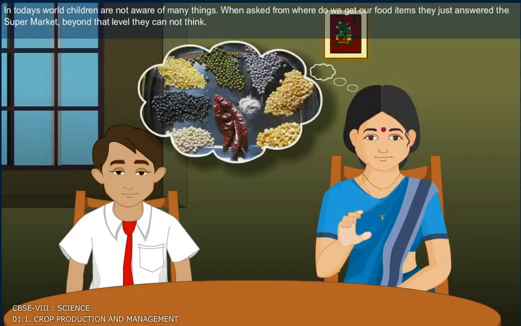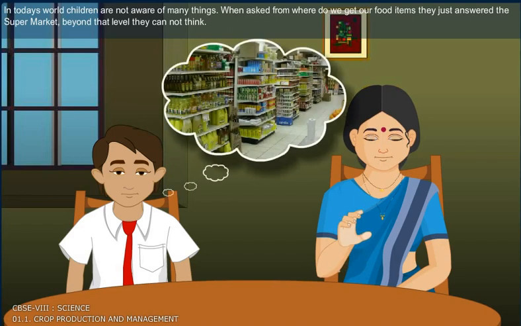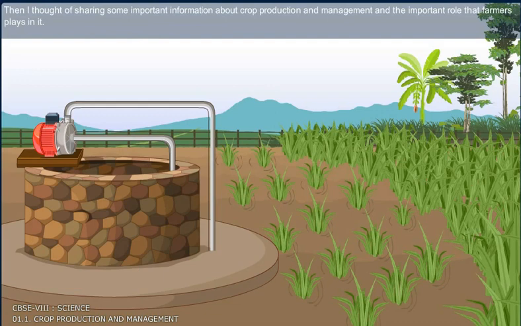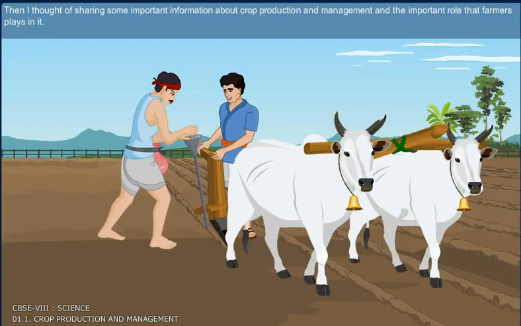In today's world, children are not aware of many things. When asked, from where do we get our food items, they just answered supermarket. Beyond that level, they could not think. Then I thought of sharing some important information about crop production and management and the important role that farmer plays in it.